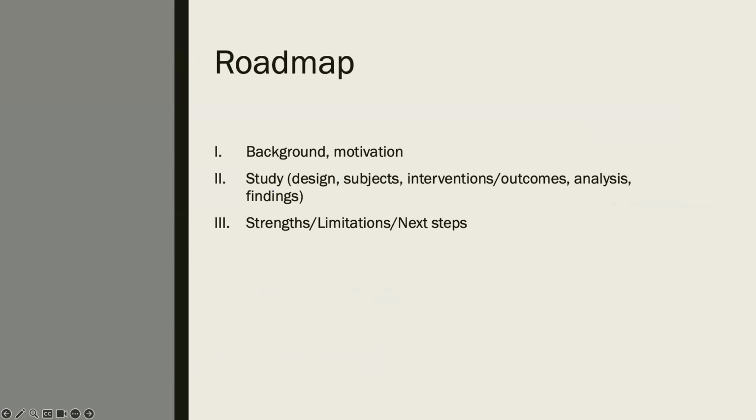So here's a roadmap of how I want to go through this journal club. I want to go through the background of why I picked this article, looking into my motivation, the background of the actual study, basically have a recap of the study findings and how they did the study, and also have some discussion on the strengths, limitations, and maybe possible next steps.